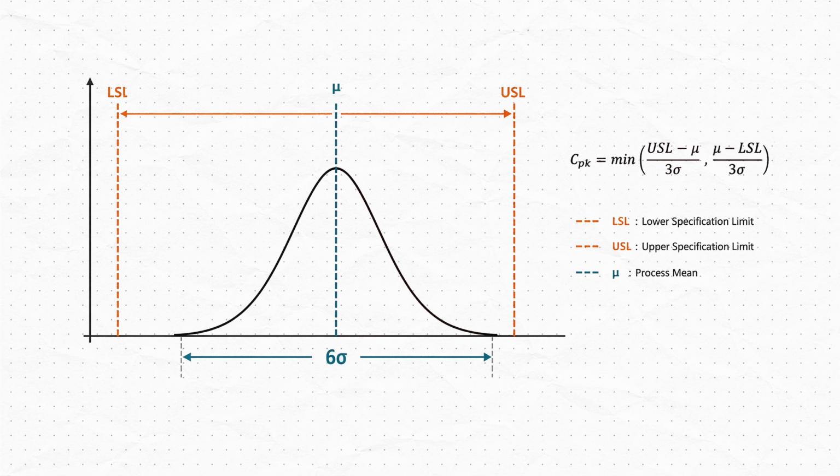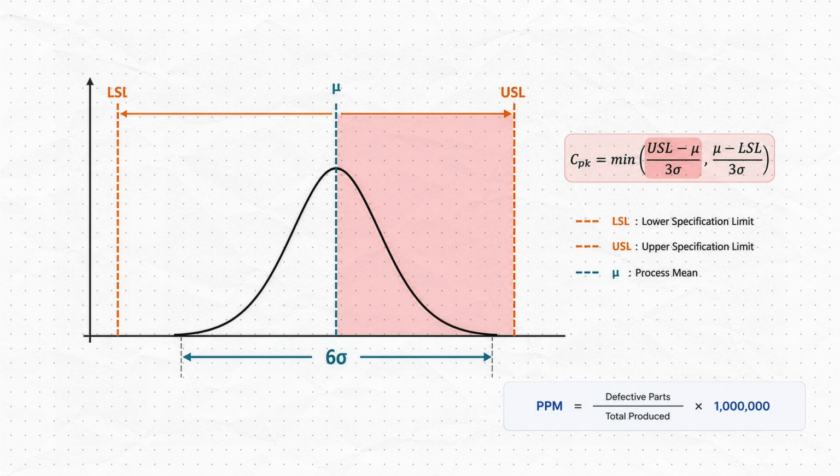A quick refresher before we compare the thresholds. CPK measures how well your process fits inside the specification limits while accounting for centering. It takes the distance from the process mean to the nearest specification limit and divides it by 3 standard deviations. A higher CPK means more breathing room between your process variation and the point where parts become defective. Every threshold we discuss today is simply a statement about how much of that breathing room your customer expects.